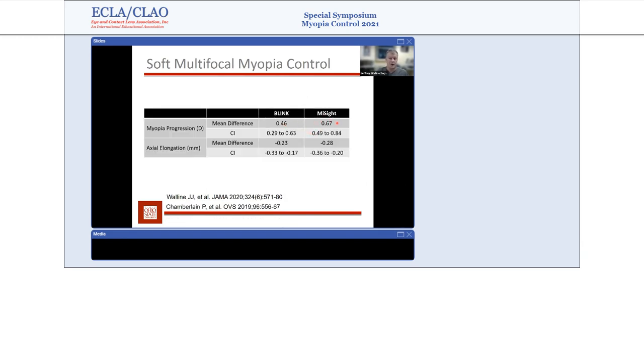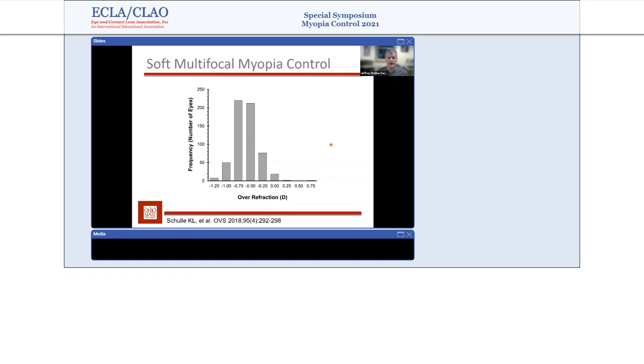And so those two studies that we just talked about had very similar results, even though they had very different designs. So our study, the BLINK study, actually slowed myopia progression by about a half diopter over a 3-year period. The other study by about 2/3 of a diopter when you look at the adjusted results. And both of them slowed myopia or eye growth by about 1/4 of a millimeter. So there really was no meaningful difference, even though the two designs were very different.